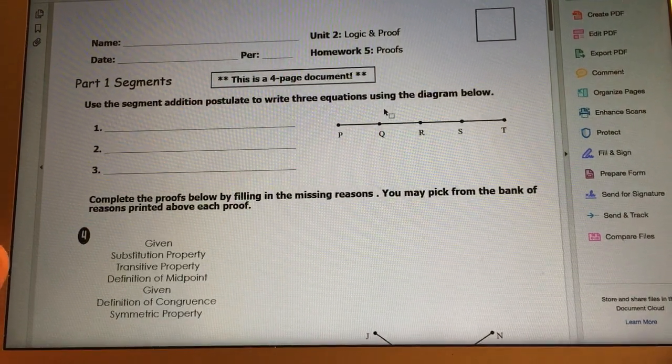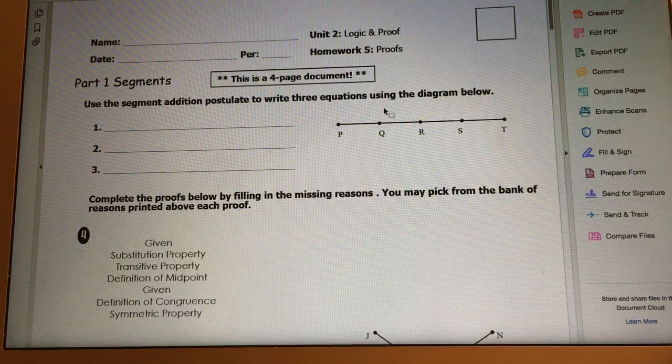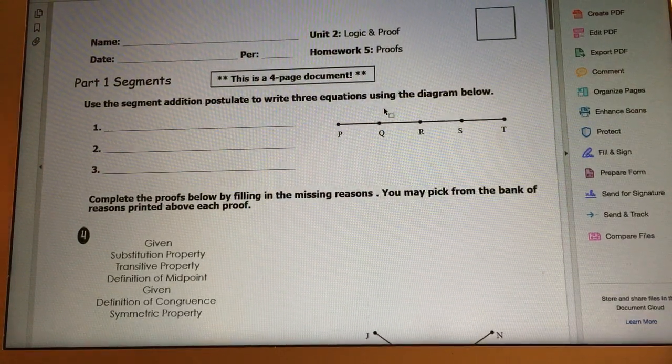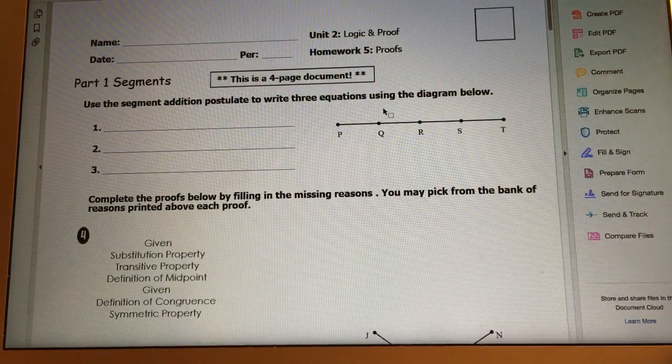We are going over homework 5 in unit 2. I got an email from a few of you saying that you were struggling with it, so I'd be glad to go over it with you guys and talk about the answers and where they came from.